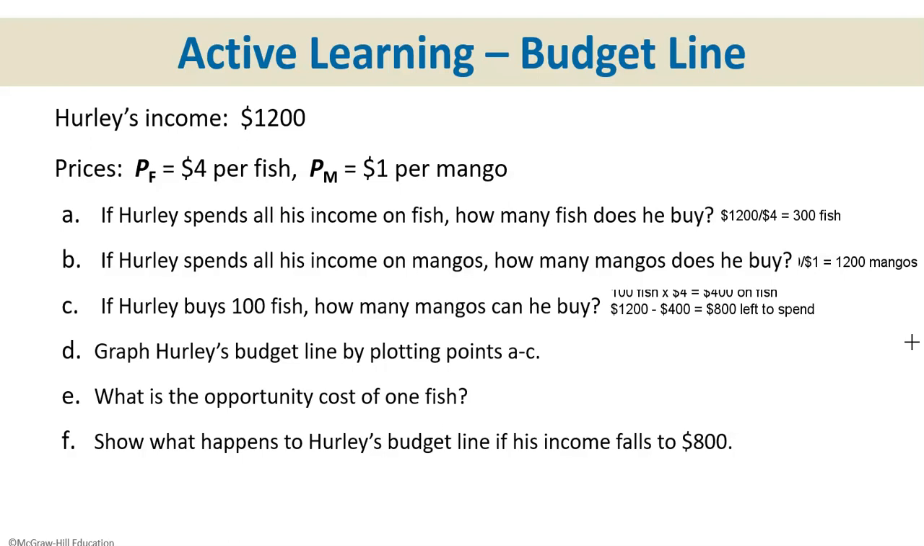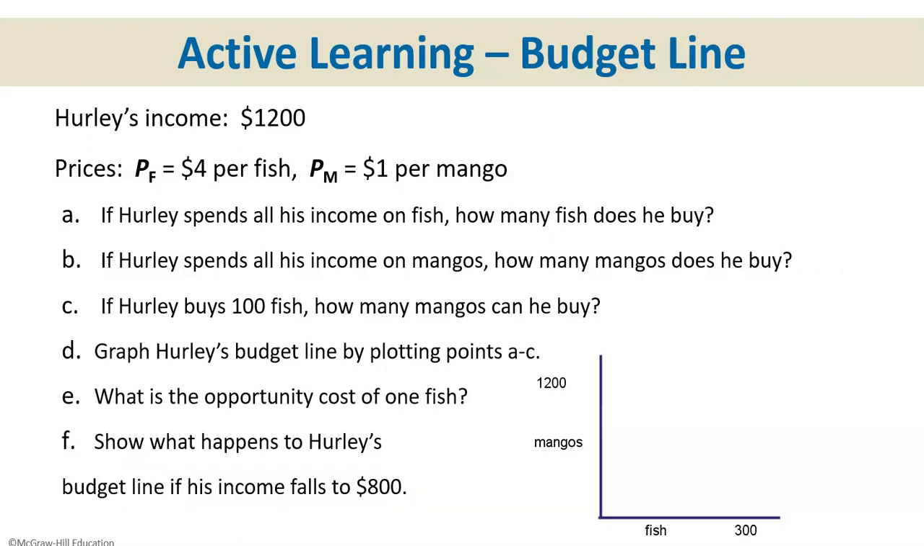If he spends $800 on mangoes, and mangoes are $1 a piece, that means that he can purchase 800 mangoes. So in part C, now he's buying 100 fish and 800 mangoes. Then what we're going to do is we're going to plot points A through C. So we will start.